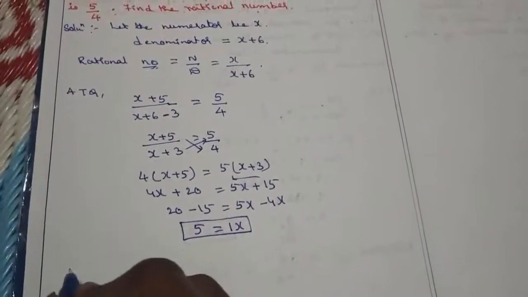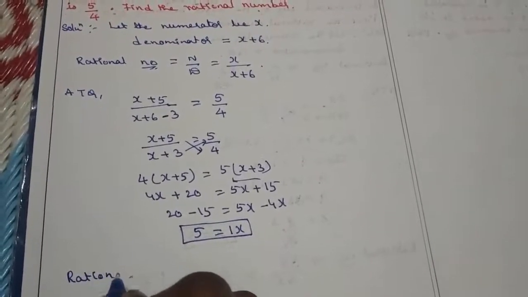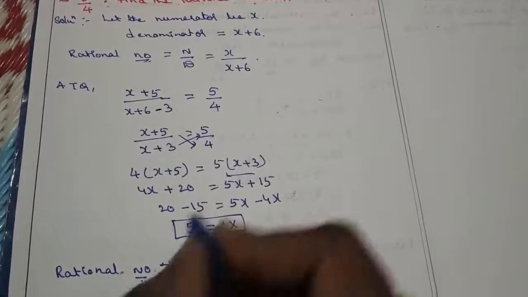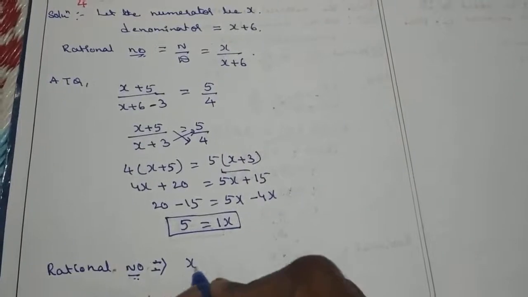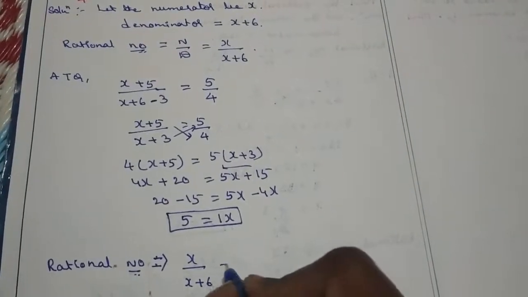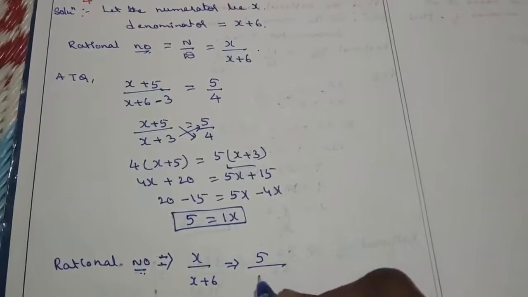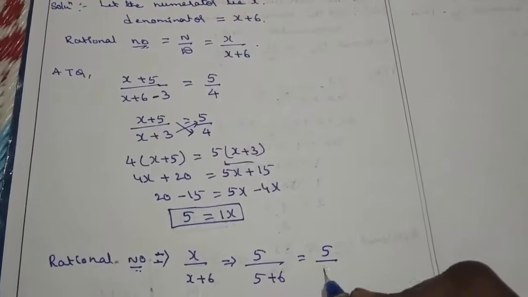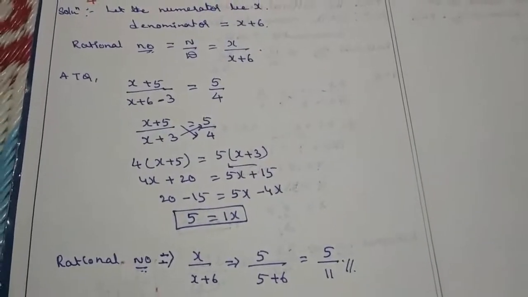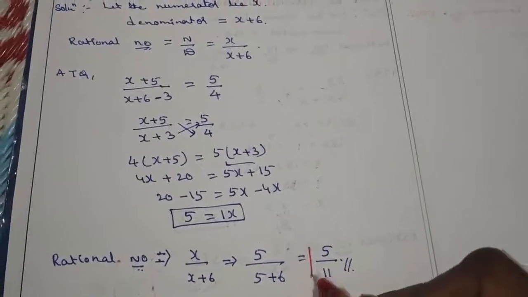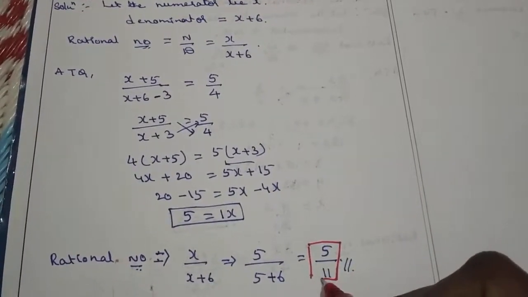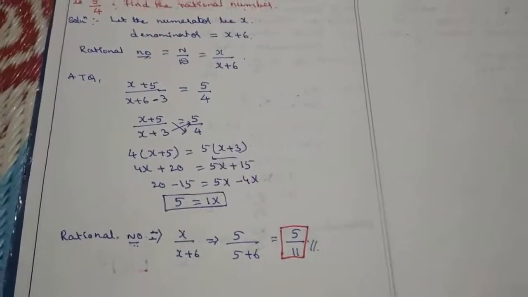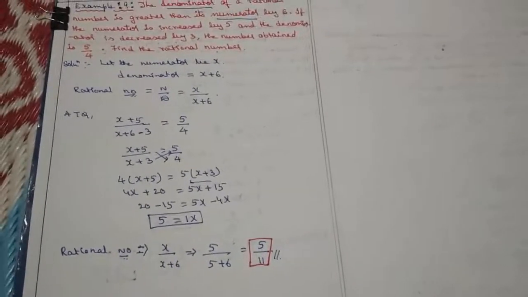Then the original rational number, x by x plus 6, is equal to 5 by 5 plus 6, which is 5 by 11. So the original rational number is 5 by 11. You can compare here. The denominator is greater than the numerator by how much? By 6. So that satisfies the condition in the given question.